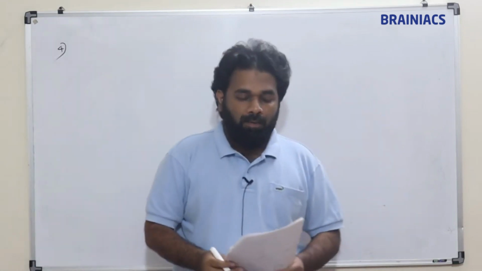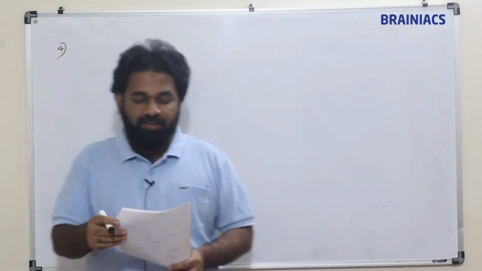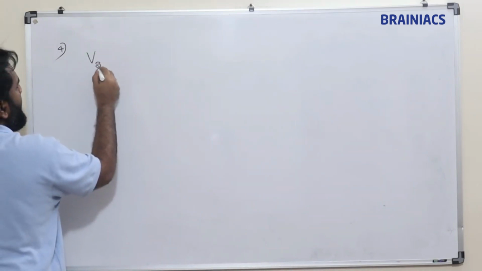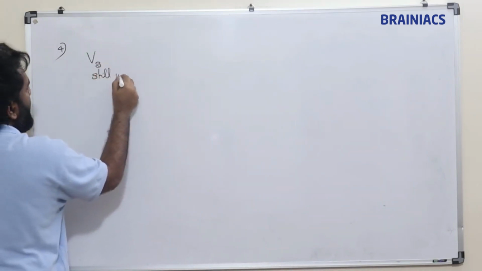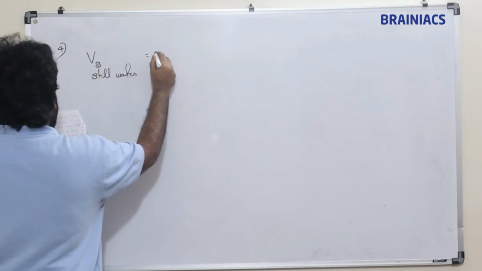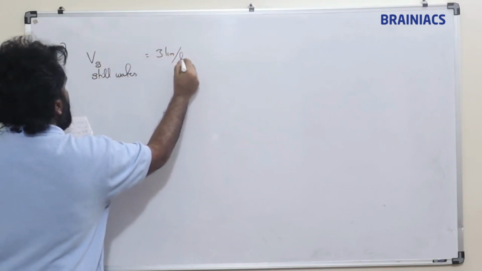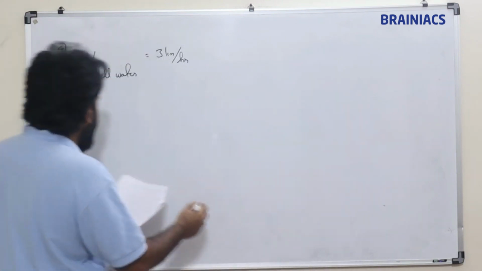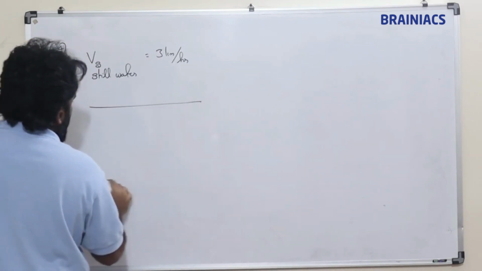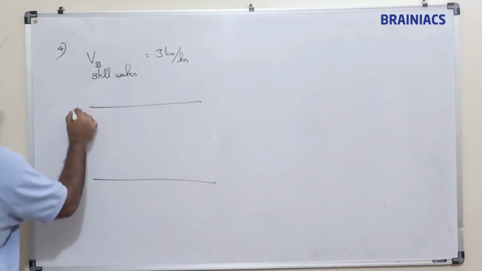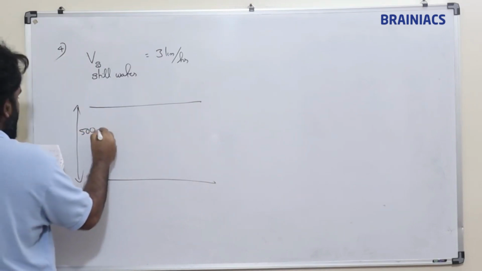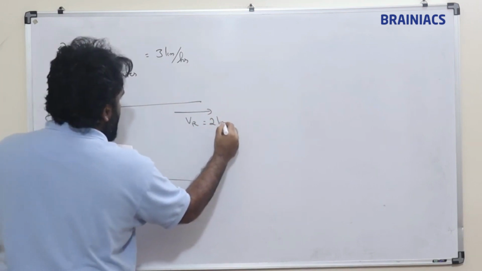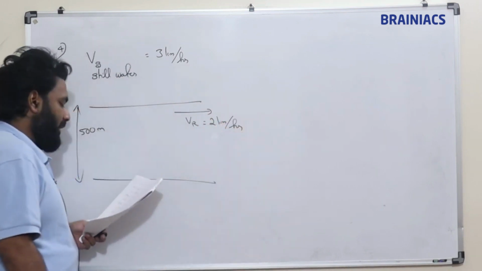Next question. A man can swim at a speed of 3 km per hour in still water. Velocity of swimmer in still water is given as 3 km per hour. He wants to cross a 500-meter wide river, which is flowing at 2 km per hour.